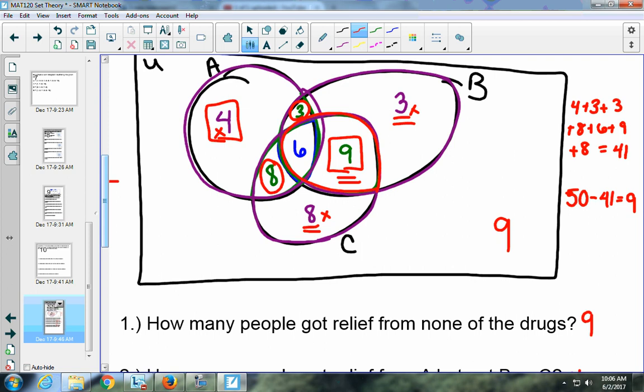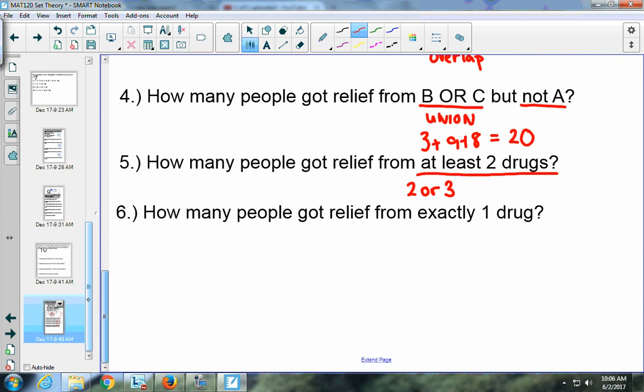We want these 3 people. They got relief from 2 drugs, A and B. We want these 9 people. They got relief from 2 drugs, B and C. And we also want these 6 people. They got relief from all 3 drugs. So we add them up. The 8, 3, 9, and 6, which gives us 26 people got relief from at least 2 drugs.